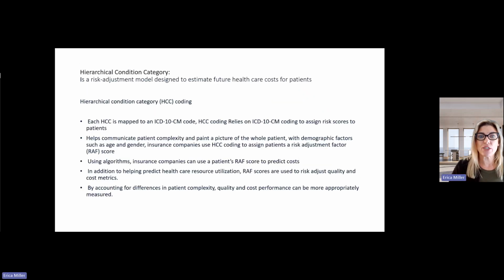So, in addition to helping predict healthcare resource utilization, these risk adjustment factor scores are also used to risk adjust quality and cost metrics. Again, got to keep repeating this. This is the business side of medicine. So by accounting for all these differences in the patient's complexities, quality and cost performance can be more appropriately measured.